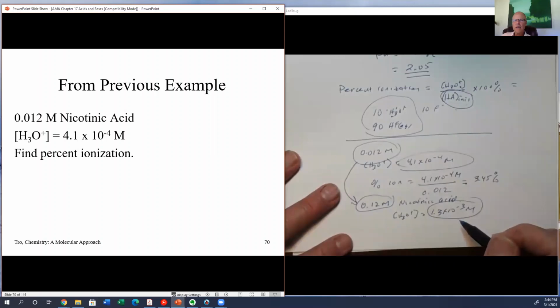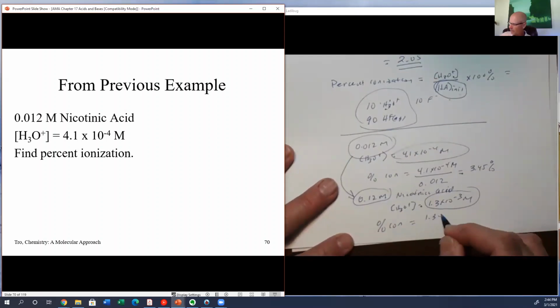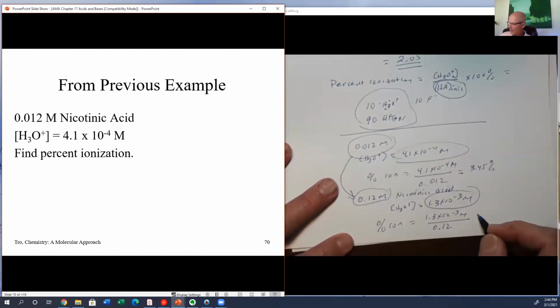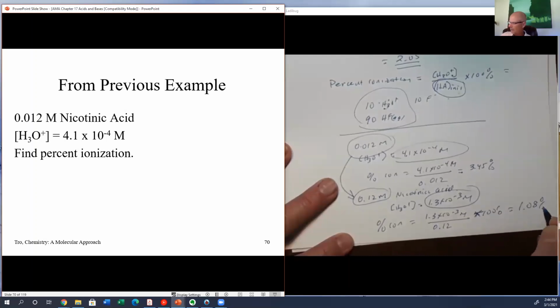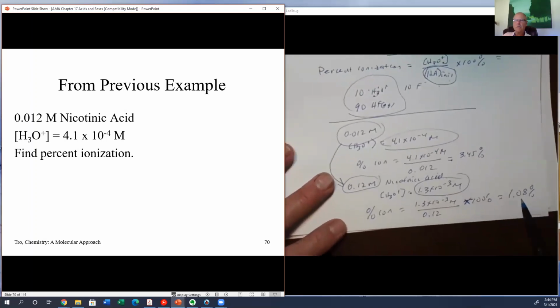Okay? And what that means is that if I calculate the percent ionization for this one, right, 1.3 times 10 to the minus 3 molar divided by 0.12 times 100%, I get 1.08%. So look what happened to the percent ionization. It actually went down.